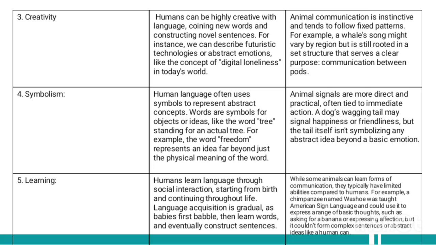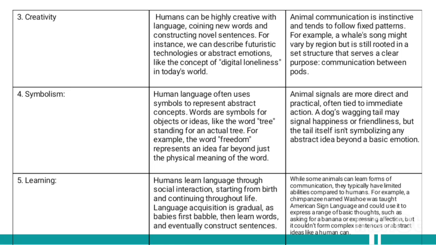In contrast, animal communication tends to be more direct and less symbolic. For instance, a dog wagging its tail signals basic emotions like happiness or friendliness, but the tail itself doesn't symbolize a deeper or abstract concept. The communication is practical, relating to the immediate emotional state of the animal rather than abstract ideas.